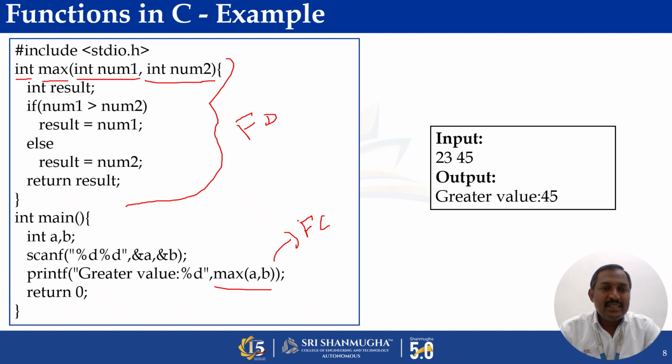Next, int result. Within this function I have created a variable result. If num1 greater than num2, then num1 is going to be stored in result. We are checking among these num1, num2, which one is greater, and the greater value we store in result. If num1 is greater than num2, that means num1 is the greatest value, which is stored in result. Suppose the condition is false, num2 is the greatest value, and that is stored in result. Then finally we are going to return result. So result is an integer variable, so we return an integer value, so the return type is int. So this is the implementation of the function.